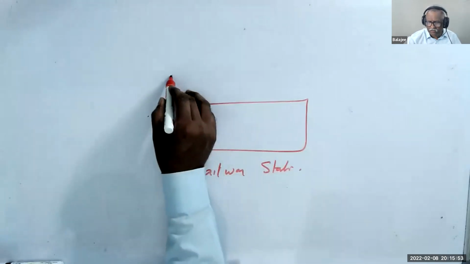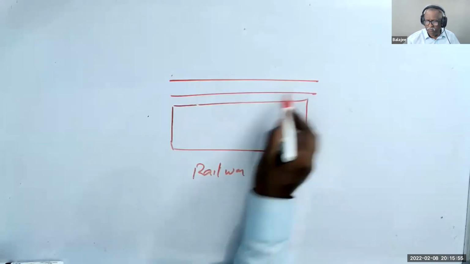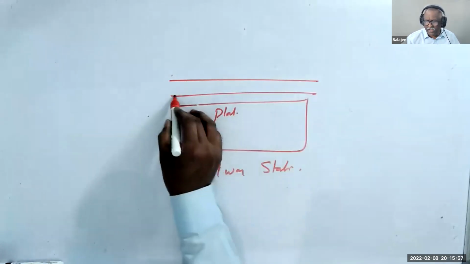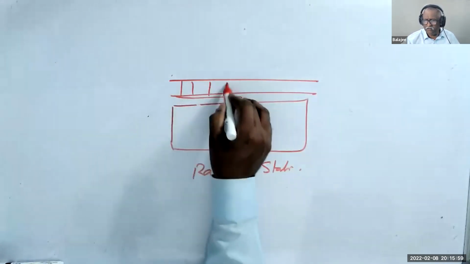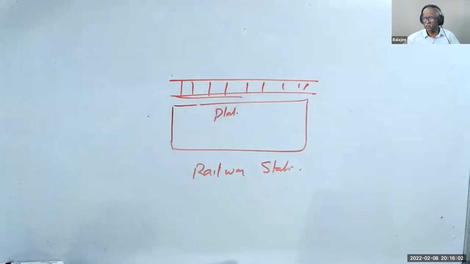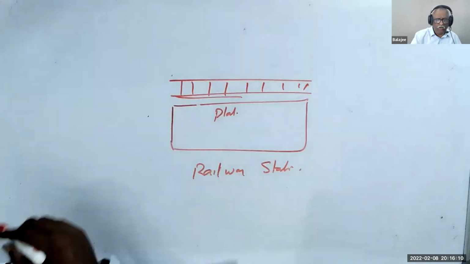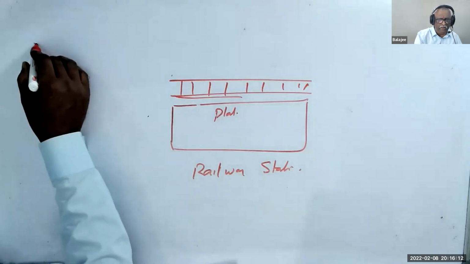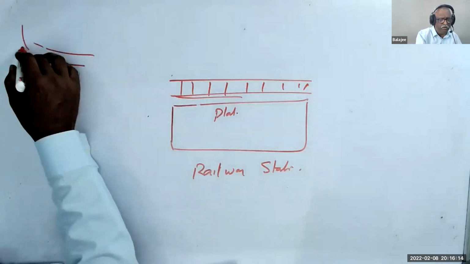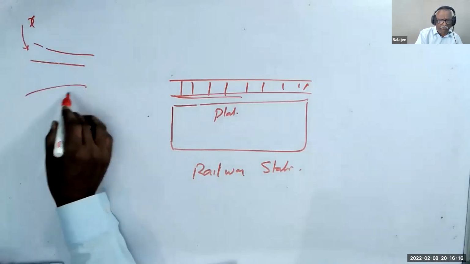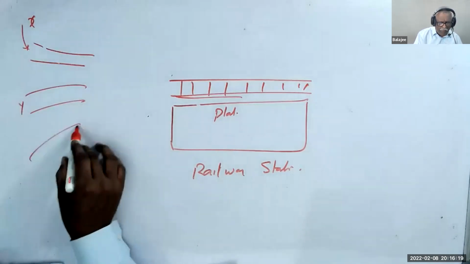There'll be a platform. And there's a track. Am I right? There's a track here. Now, normally, there are so many tracks. One may be coming from place X. One may be coming from place Y. One may be coming from place Z.